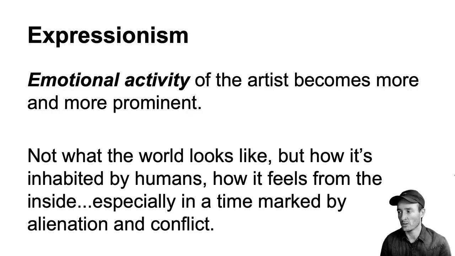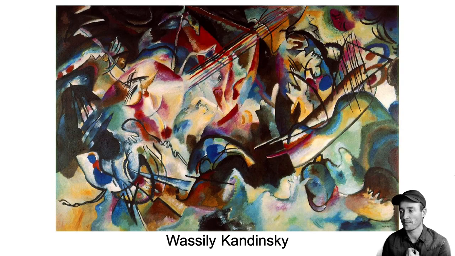Not what the world looks like, but how it's inhabited by humans, how it feels from the inside, especially in a time marked by alienation and conflict. So we get Kandinsky, who's a really interesting figure. He's making abstract representations of music or sound. This has a lot to do with, he has synesthesia, actually, which is interesting. He hears color, okay?